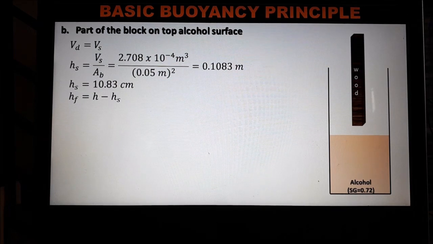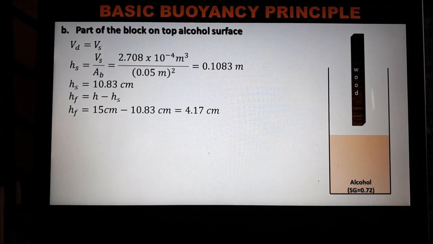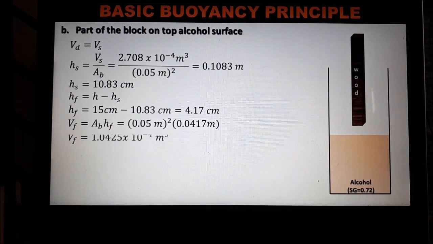So the height of the block on top of the alcohol surface is equal to the total height of the block minus the height of the block submerged in alcohol, and that is equal to 4.17 centimeters. So the volume of the block on top of the alcohol surface is equal to 1.0425 times 10 raised to the negative 4 cubic meter. It shows that this value is smaller than the volume of the block that is on top of the water surface.